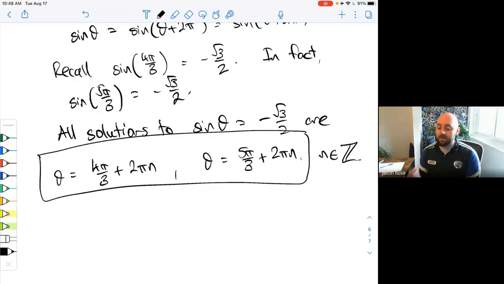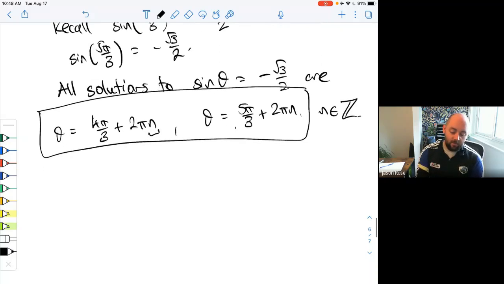So integers are positive or negative whole numbers. So what this means for the different values of n, for example, let's say n equals 1, 2, 3, 4, 5, I would have 2 pi, 4 pi, 6 pi, 8 pi, 10 pi. If n is 0, I just have 4 pi over 3, which is good because that's one of the solutions. If n is -1, -2, -3, then I'm subtracting 2 pi multiples from 4 pi. Those are also solutions, and they're also true for 5 pi as well.